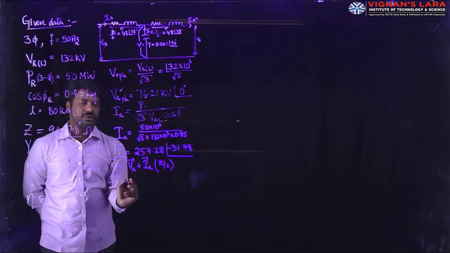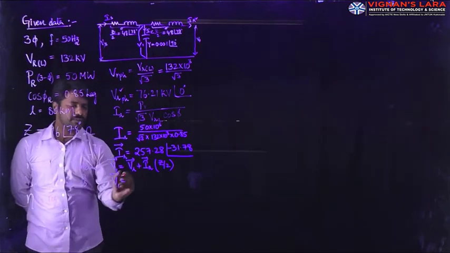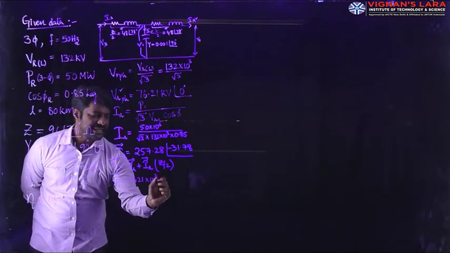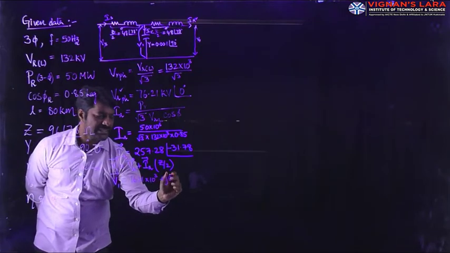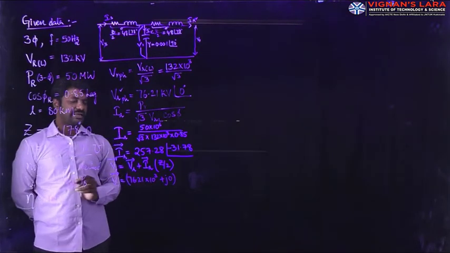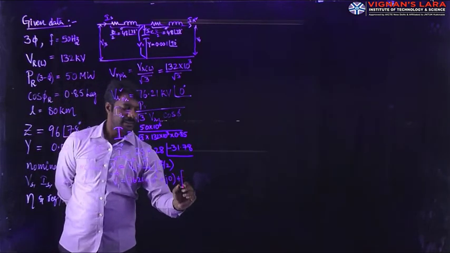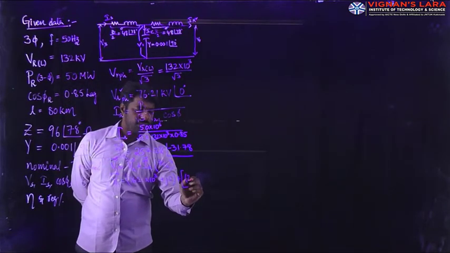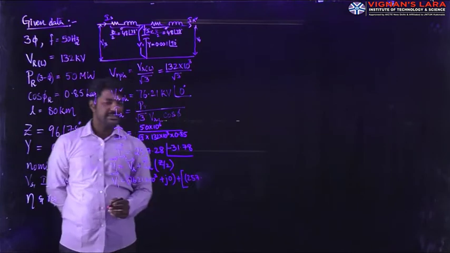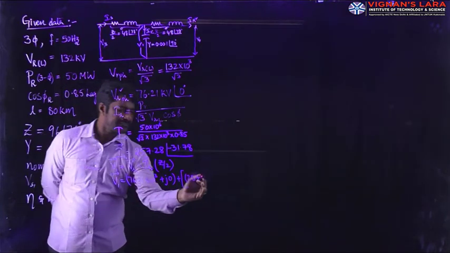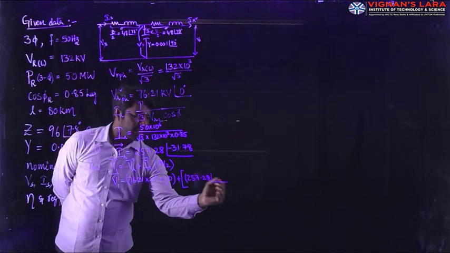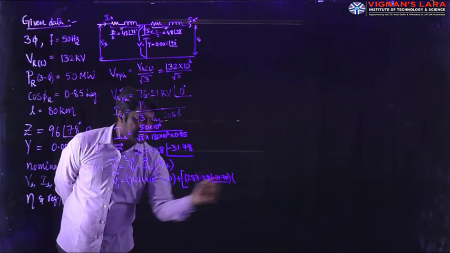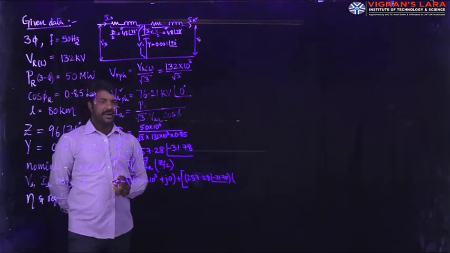So V1 is equal to VR. In our calculation, we know that VR has a value of 76.21 into 10 power 3. Since I take it as reference, its value will be plus j0. This is the VR phasor. Plus the current IR, lagging nature. The current I is 257.28, making an angle of minus 31.78, to be multiplied with half of the impedance. What is half of the impedance?